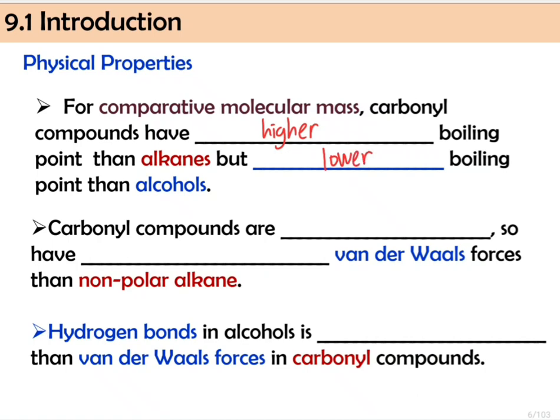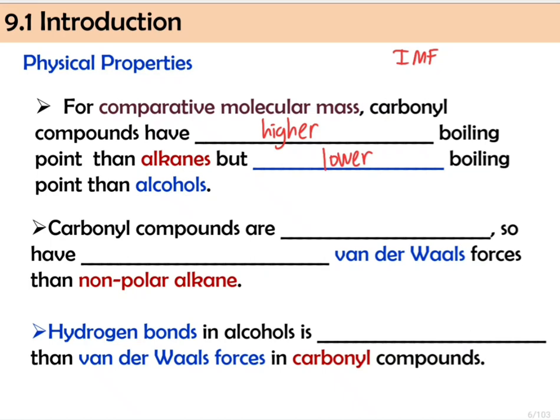Okay, kenapa? Because kalau kita nak bercakap pasal boiling point, actually kita compare about what? Intermolecular force. Okay, jadi untuk carbonyl compounds, dia tidak boleh buat hydrogen bond tau. Jadi carbonyl compounds dia ada van der Waals force only. Okay, jadi alkane, van der Waals force juga. Carbonyl pun van der Waals force. Okay, apa yang menyebabkan carbonyl lagi tinggi boiling point?